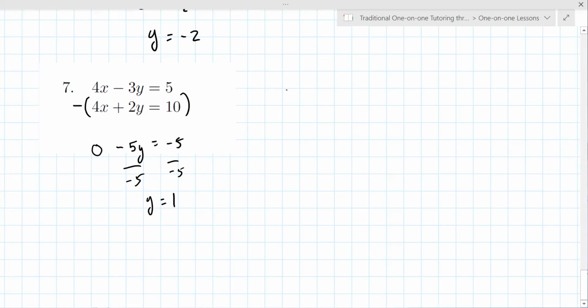Now we'll go back and use the first equation. So 4x minus 3 times 1 equals 5. 4x minus 3 equals 5. 4x equals 8, so x equals 2. Okay. I'd still like you to get one of these without my assistance.